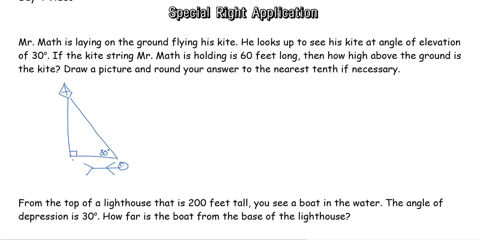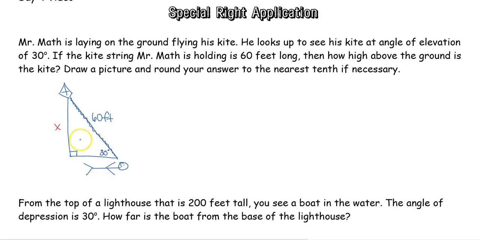If the kite string that Mr. Math is holding is 60 feet long, which means we're looking right here, this is the string that he's holding, that's 60 feet long, then how high above the ground is the kite? So now we're looking at this distance right here. How far above the ground is that going to be? It is really important that we draw our diagram so that we can visually see how everything's related, where things go. And then we want to round our answer to the nearest tenth if necessary.